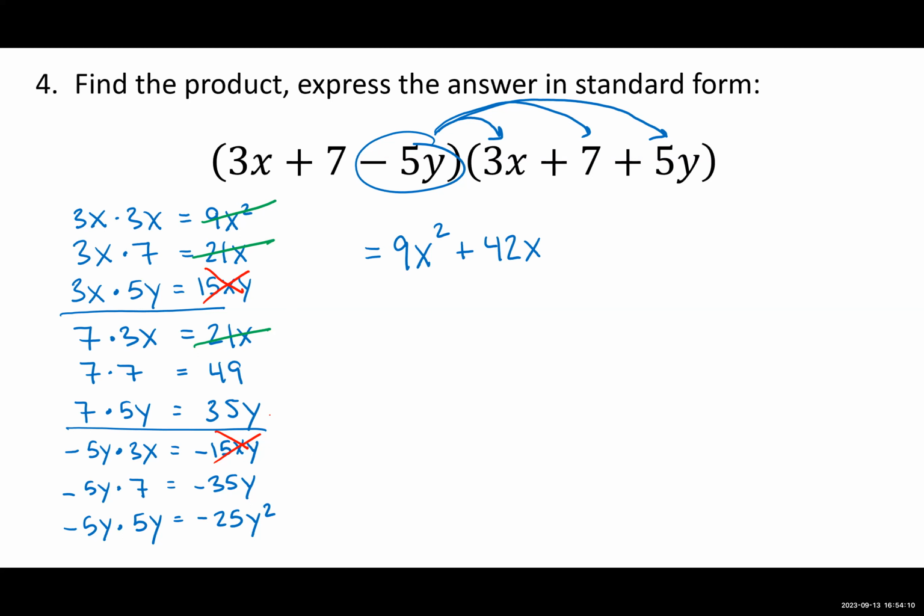Same thing with the 35y and the minus 35y. Equal and opposite, they cancel each other out. So that one's gone, that one's gone. So it looks like the only two terms that are left we haven't accounted for yet.